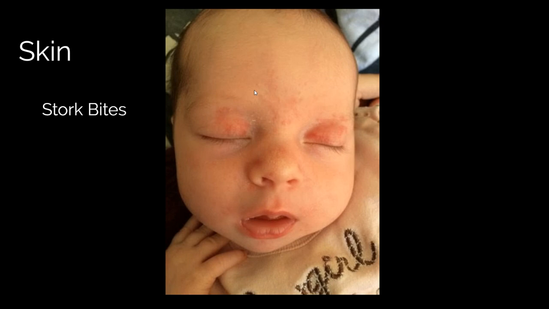Then we can look for lots of normal stuff. These are stork bites. They are totally normal. There is a formal name for them. I'm not going to worry about it too much. Telangiectatic nevi. But other people call them angel kisses, and they're really cute.